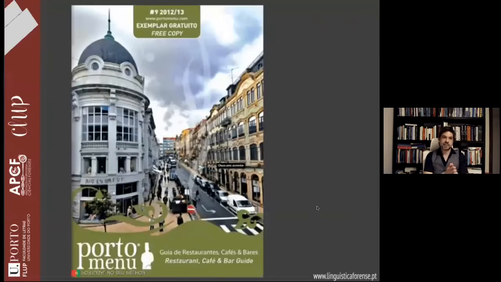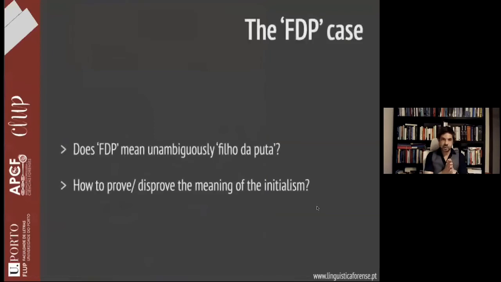So now going back to the son of a bitch case, I would like to ask the same questions again. Does FDP, the Portuguese equivalent of SOB, mean unambiguously filho da puta, or son of a bitch? And how can we prove or disprove the meaning of the initialism? As I said, forensic linguists are very good with language, but not competent at guessing a speaker's intentions. And one way forensic linguists can establish meanings is by surveying speakers of the language.